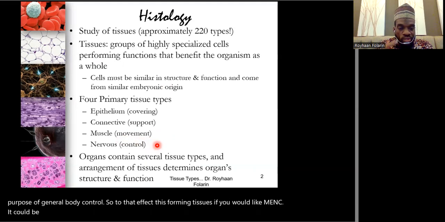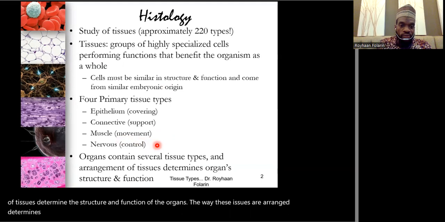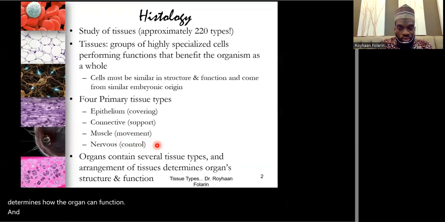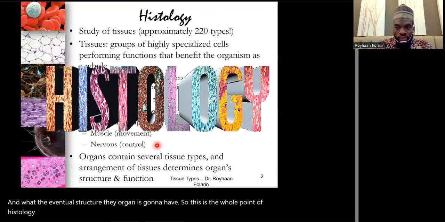Organs contain several tissue types, and the arrangement of tissues determines the structure and function of the organs. The way the tissues are arranged determines how the organ can function and what the eventual structure the organ is going to have. So, this is the whole point of histology.